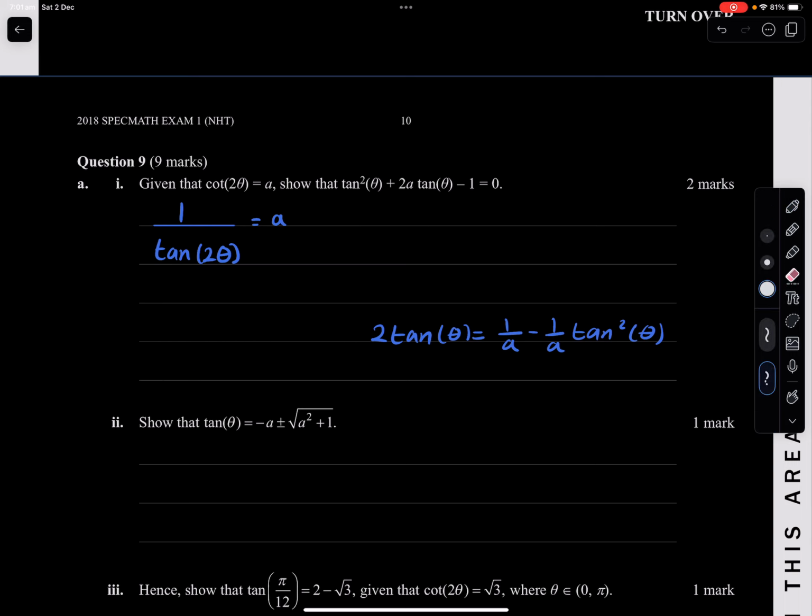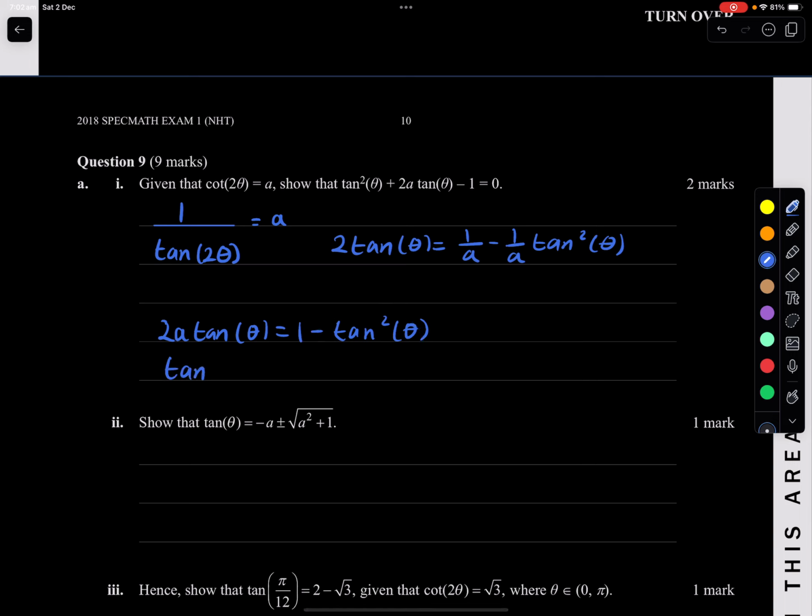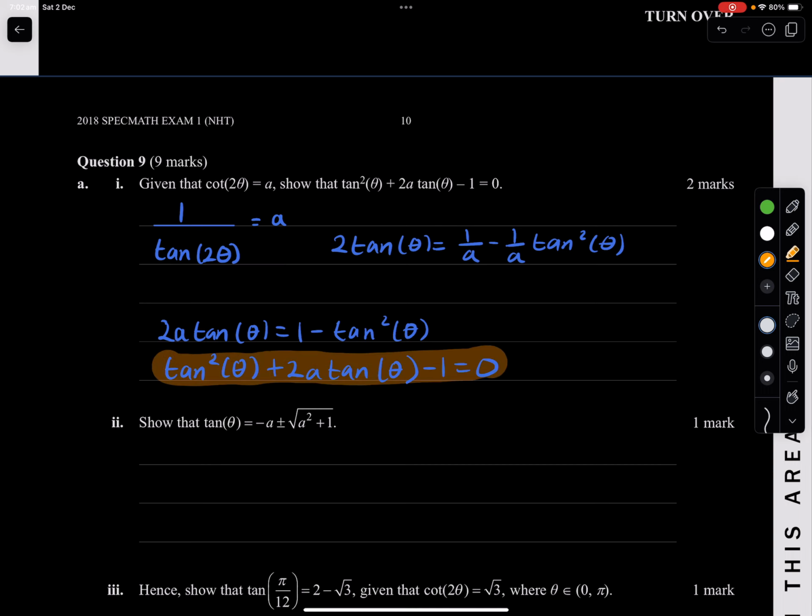Let me just take that here and write that here. If I multiply both sides by a, we get 2a tan theta equals 1 minus tan squared theta. So tan squared theta, and we want in this, so I'm going to bring both of these to the left. So it's going to be tan squared theta plus 2a tan theta minus 1 equals 0. Yes, we've shown that it's there. Nice. Just using your double angle formulas here.